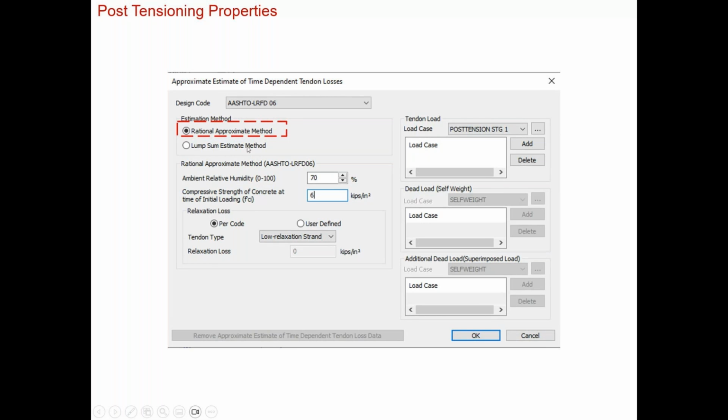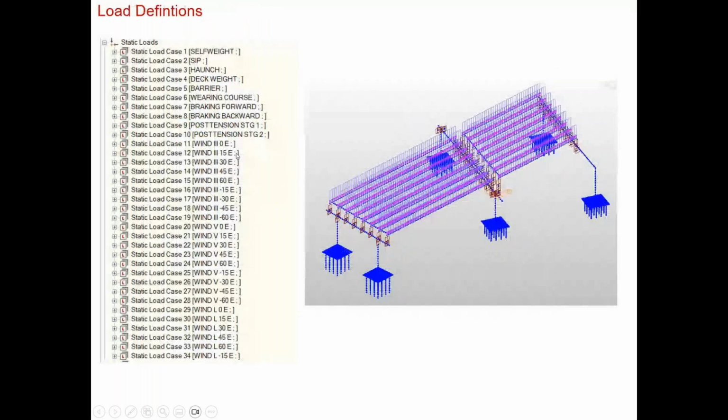So for this project, we use the approximate method that's based on the manual of the state, and defining all the load cases that you have in the model: from self-weight, all the haunch load, deck load, barrier load, wearing course, braking forces, post-tension cases, even all the wind load cases. This is just an example for a line load that's applied on the beam. But all those load cases were just defined using static load cases.